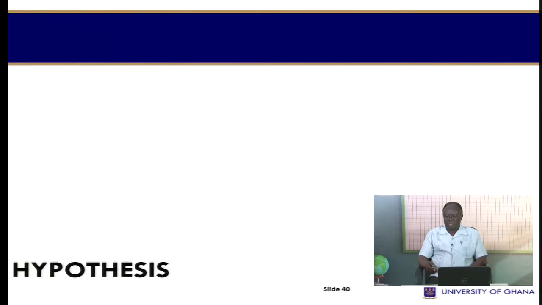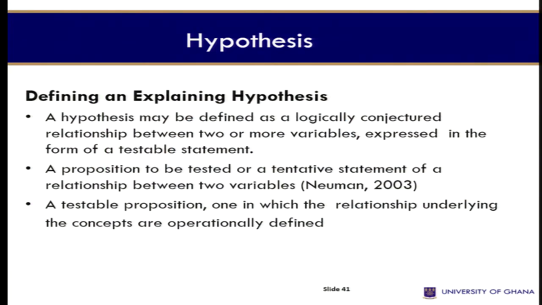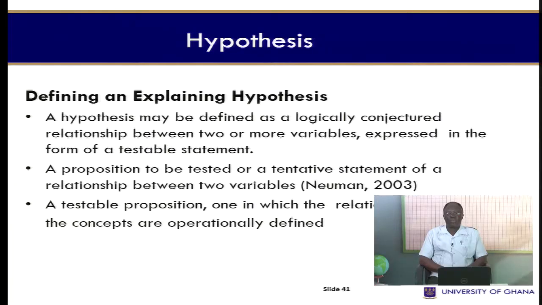Having looked at variables, let us now move on to look at what hypotheses are. What is a hypothesis? As usual, let me begin with a definition given by Newman. According to Newman, it is a proposition to be tested, or a tentative statement of a relationship between two variables. It is a testable proposition, and it is one in which the relationship underlying the concepts is operationally defined.